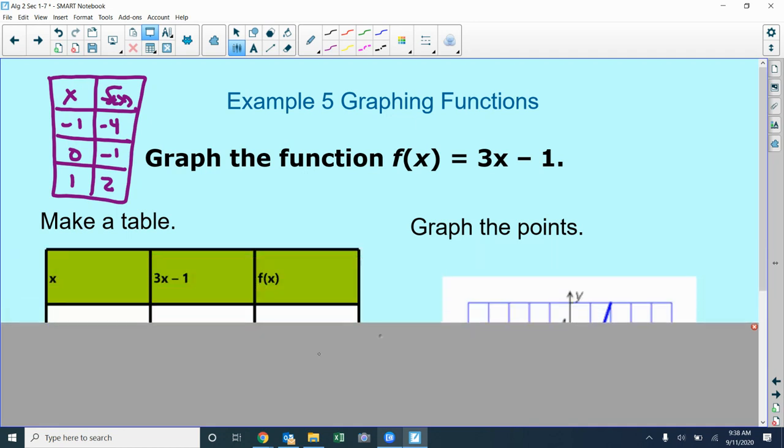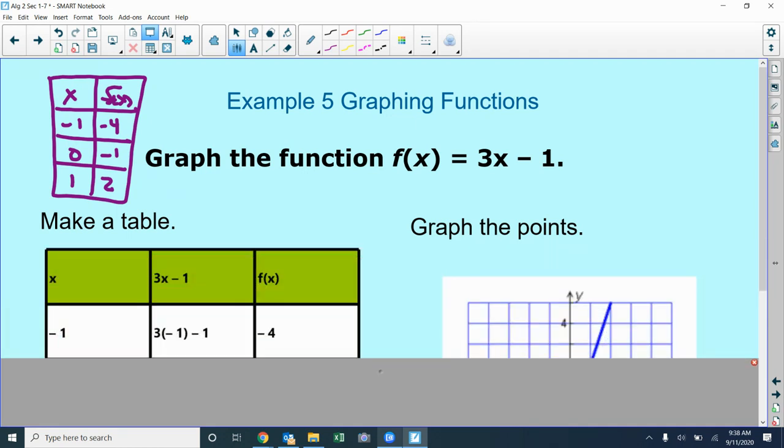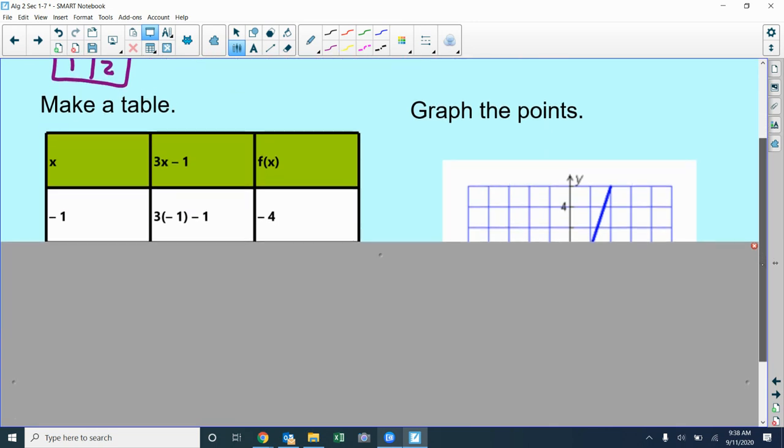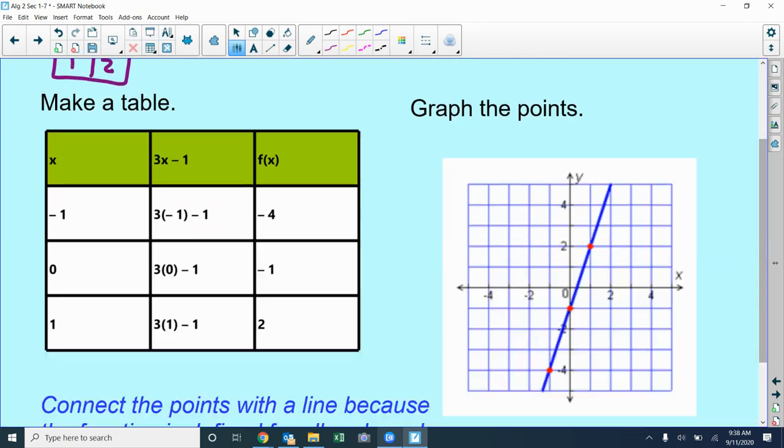So again, that table, you can pretty much pick whatever you want. Your values can be anything. But again, why did we pick those? Because they're really close to the origin, we can calculate them easily. And you really need 2, but for general purposes, we'll find 3 points, and then graph those 3 points.